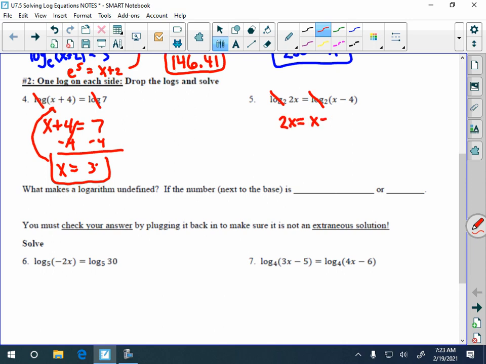2x equals x minus 4. So we'll subtract the x over. x equals negative 4. All right, so again, we've got to check. If I plug it in to this one, negative 4 minus 4 is negative 8, and you can't do log base 2 of negative 8. And so we can't actually use that answer, and so we're going to write no solution.